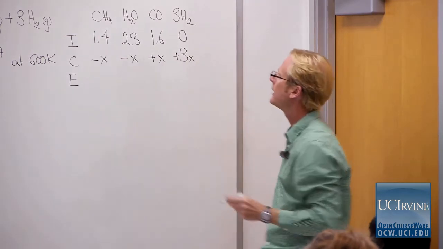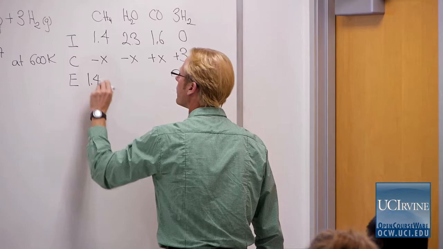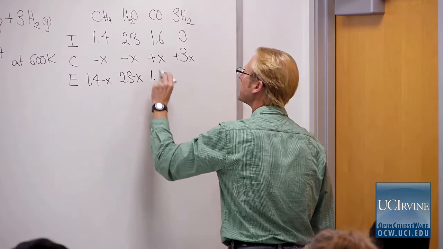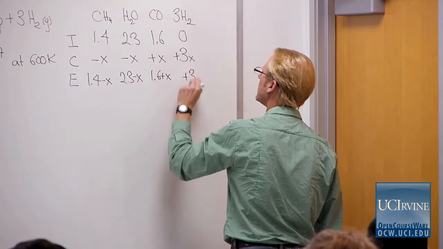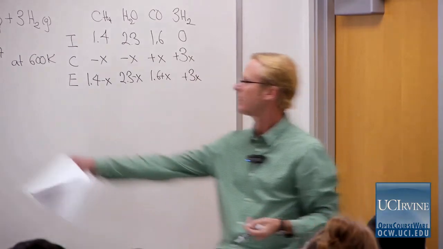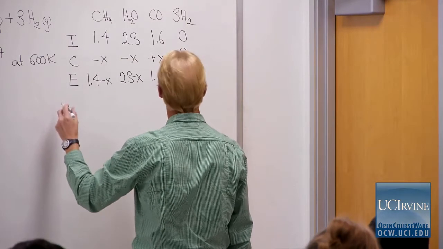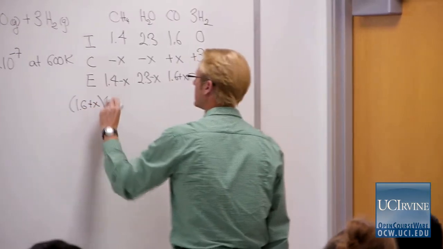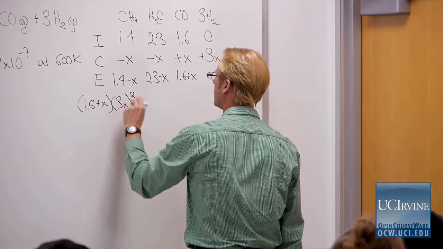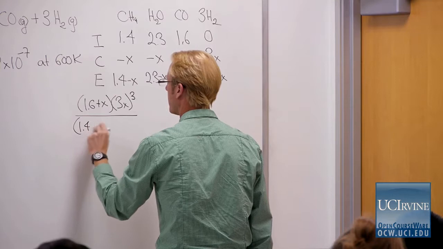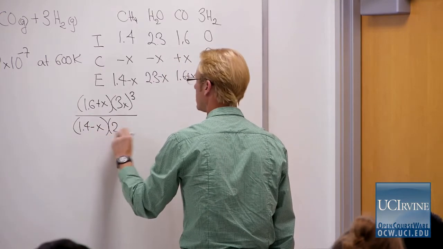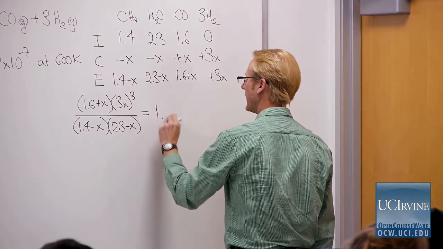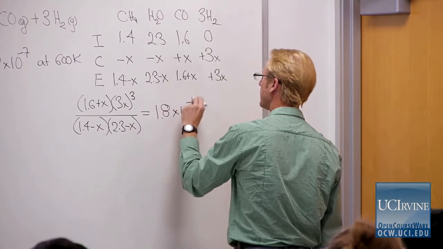Okay? So then at equilibrium, I have 1.4 minus x, 2.3 minus x, 1.6 plus x, and plus 3x. All right, and now I plug those into the law of mass action. And so I have now, we have to start with 1.6 plus x times 3x cubed divided by 1.4 minus x times 2.3 minus x. And that's going to be equal to 1.8 times 10 to the minus 7.